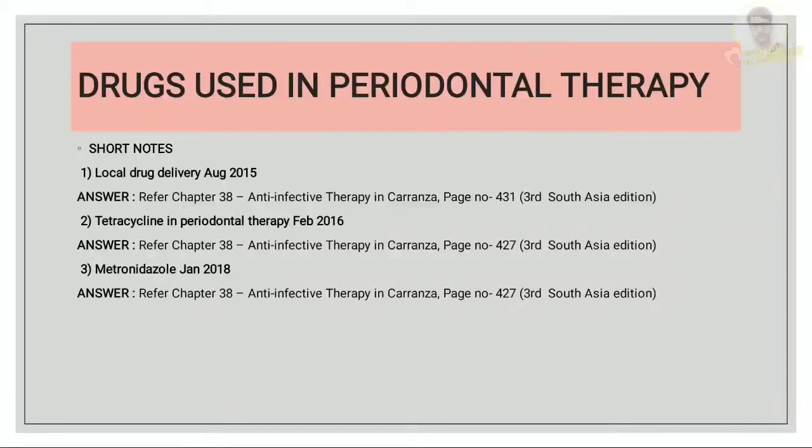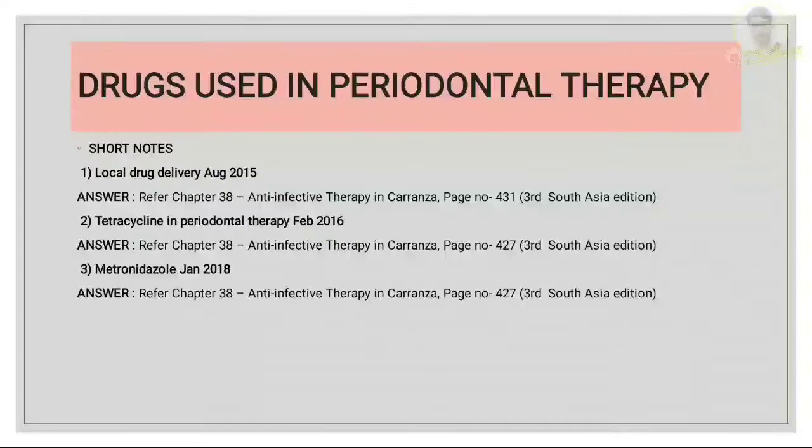Now coming to the last part of today's discussion, that is the drugs used in periodontal therapy. The first one is local drug delivery. You have to refer local drug delivery, tetracycline and metronidazole. All these three questions come from one chapter. For these three questions you have to refer chapter 38, anti-infective therapy in Carranza.